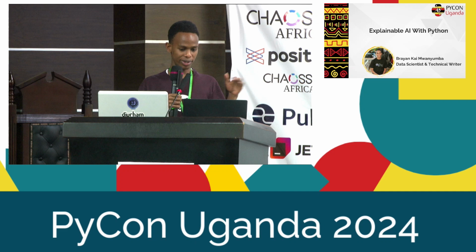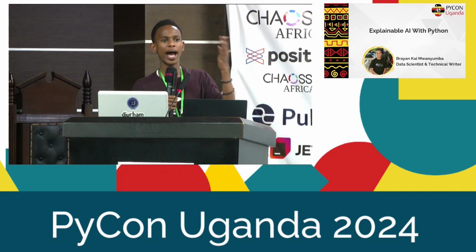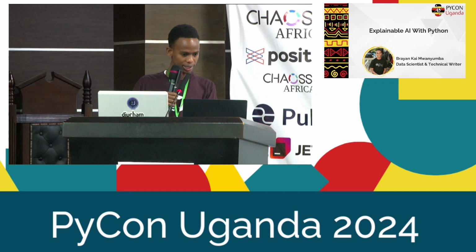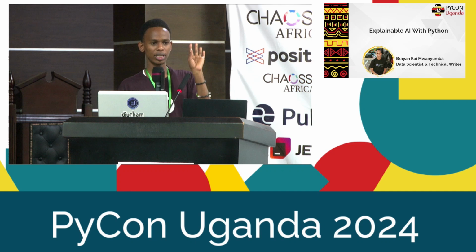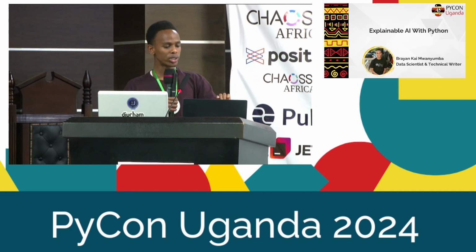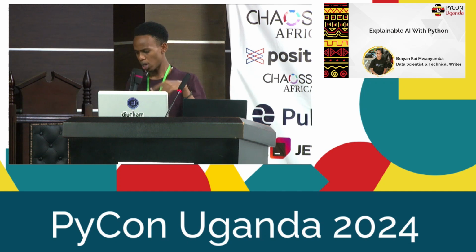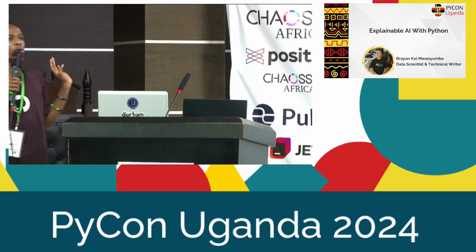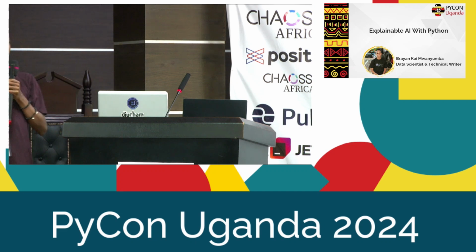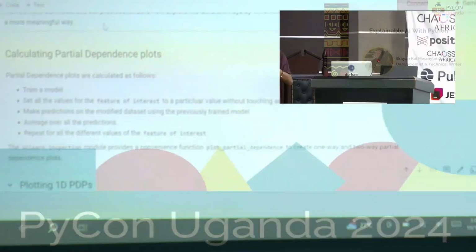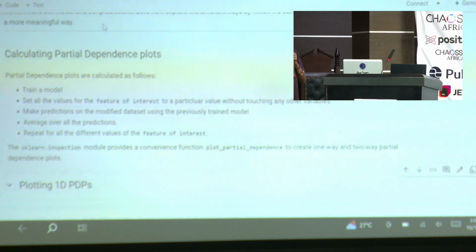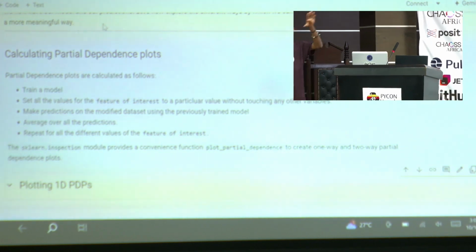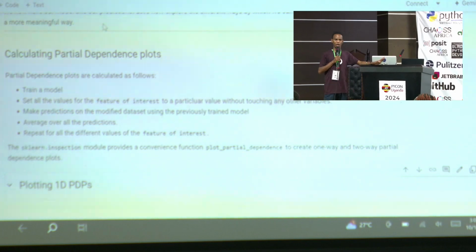So let's now explore the different ways in which we can understand the model and its predictions. Here is a step-by-step of how we calculate partial dependence plots in our model. The first thing is we've trained a model. Then we set all the values of the features of interest to a particular value without touching any other values. During the first session we said that we'll only look at the age, so here the feature of interest will be the age. So we're looking at, if we vary the age and leave everything constant, how has it affected our predictions?